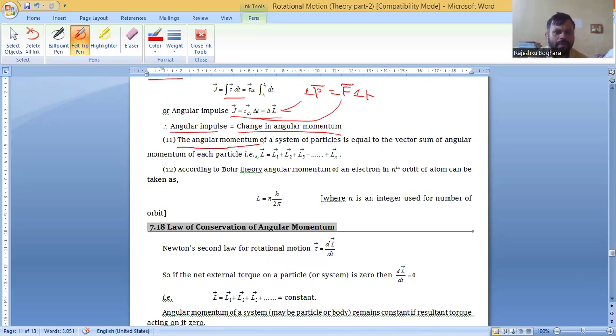The angular momentum of a system of particles is equal to the vector sum of the angular momentum of each particle, meaning the resultant angular momentum L equals L1 plus L2 plus up to Ln.